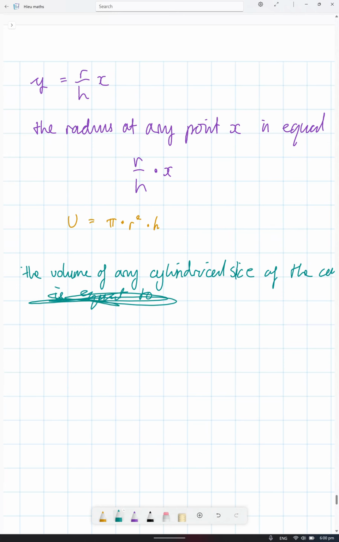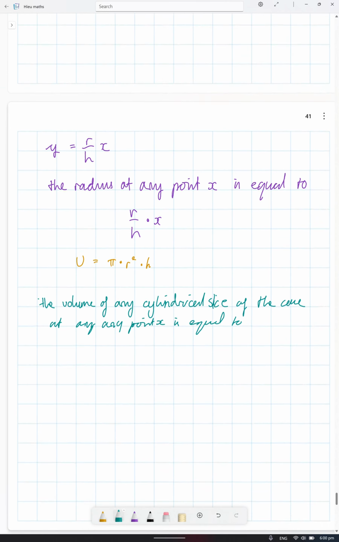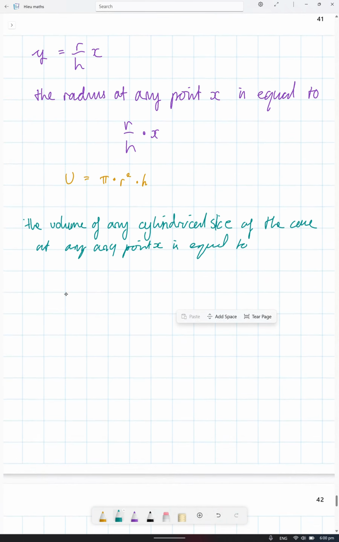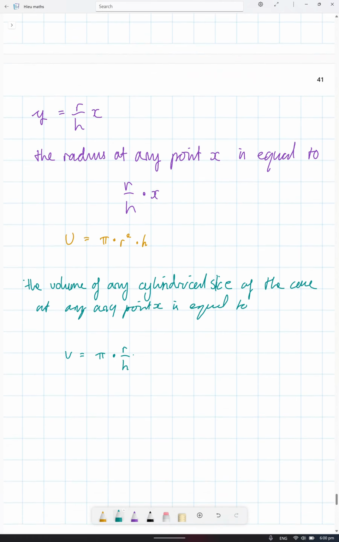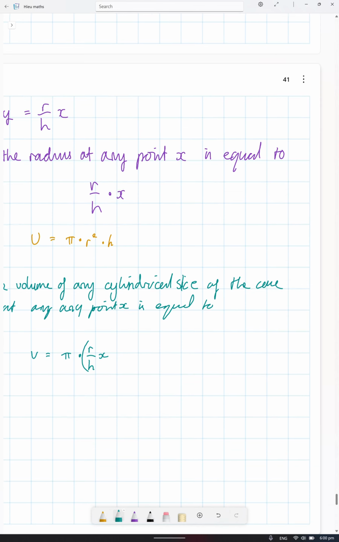I forgot to write, okay. At any point x, let's say that again, the volume of any cylindrical slice of the cone at any point x is equal to pi multiplied by the radius at that point x. The radius at that point x is given here, r over h multiplied by x, right? That's the radius, remember? This is the radius at any point x.